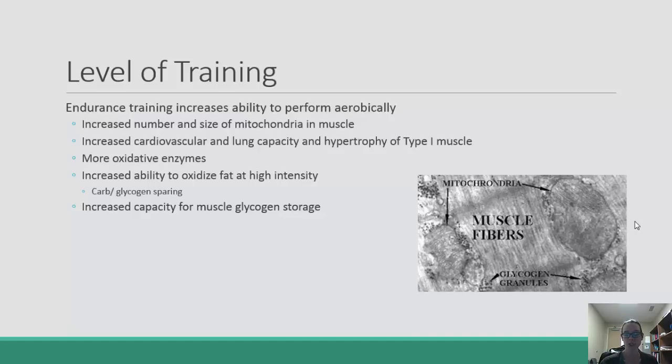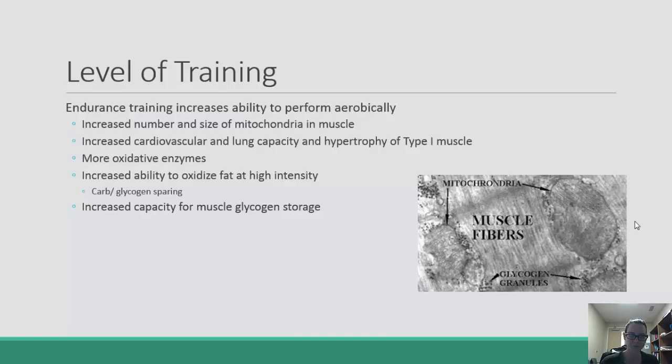Also, individuals who are trained have increased cardiovascular and lung capacity, so they can take in more oxygen, and they have hypertrophy of their type 1 muscle. This is the type of muscle that we refer to as red muscle, and it has a really high mitochondria content and can be used more for aerobic or endurance events. So in a trained individual, we have hypertrophy of this type of muscle, and therefore a higher capacity for oxygen.